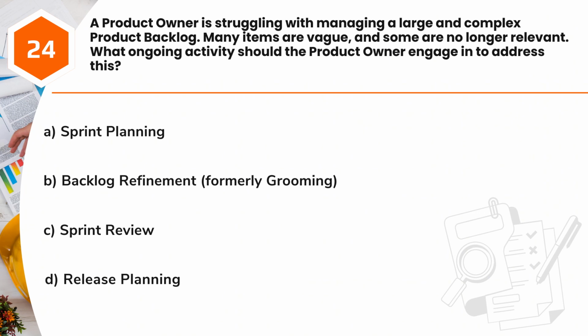Question 24. A product owner is struggling with managing a large and complex product backlog. Many items are vague, and some are no longer relevant. What ongoing activity should the product owner engage in to address this? A. Sprint planning. B. Backlog refinement, formerly grooming. C. Sprint review. D. Release planning.